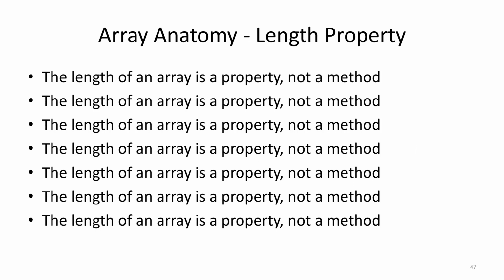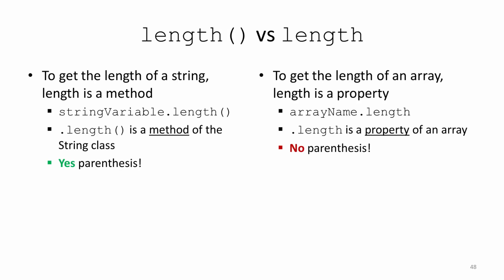I cannot stress this enough. The length of an array is a property, not a method. Now, why am I repeating this over and over? Because we have seen and used length before, but that was with a string.